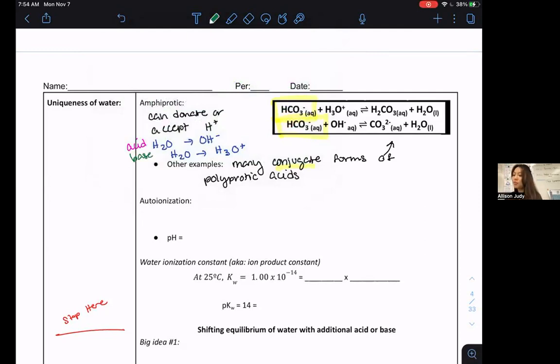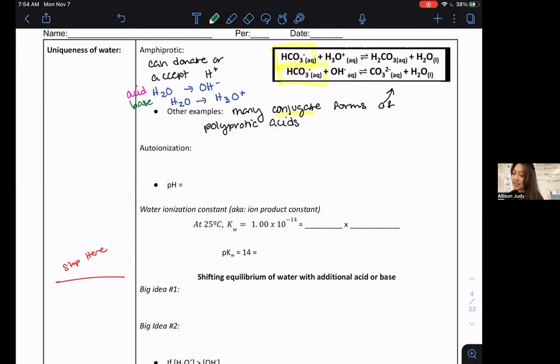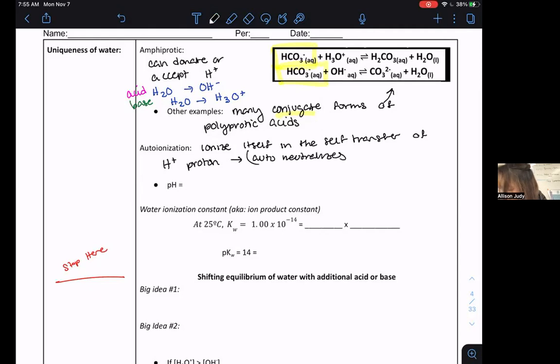Okay, so we know that water auto-ionizes. What does that mean, auto-ionizes? That means that water will ionize itself in the self-transfer of an H plus proton. We could also say it auto-neutralizes itself, or it neutralizes itself, which is why we say that water's pH is always 7.